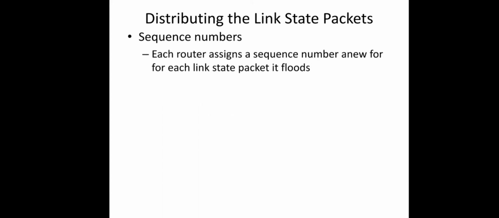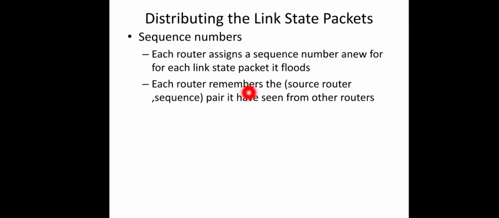For that, we will use sequence numbers. Every packet will contain a sequence number. Each router assigns a sequence number to each link state packet it floods. Obviously, the first packet generated by a router will carry the sequence number 0, the next packet will carry the sequence number 1, etc. And each router remembers the source router and sequence number pairs it has seen from other routers. We'll see an example for that. Using this sequence number, it can discard the duplicate and obsolete packets.